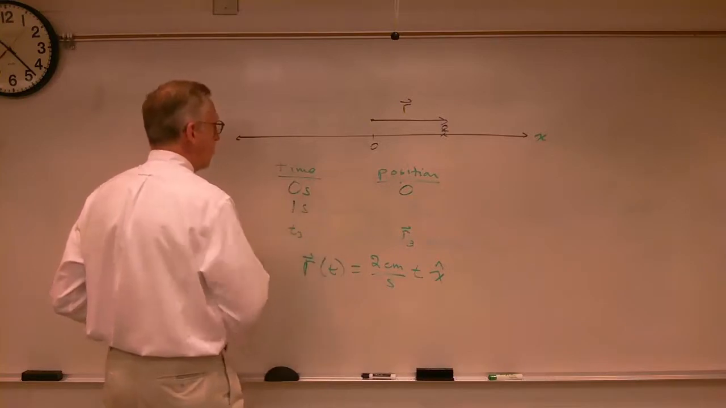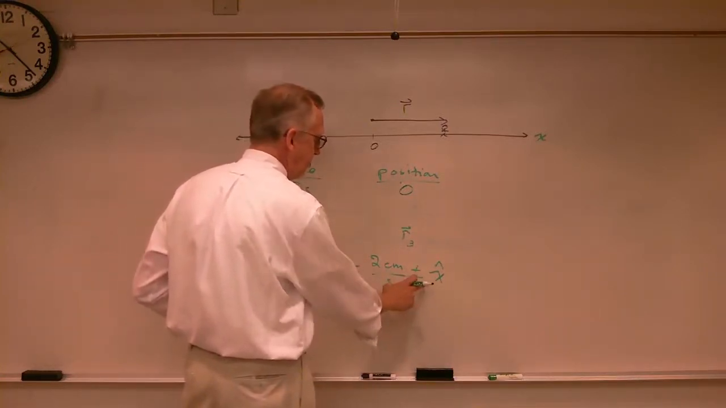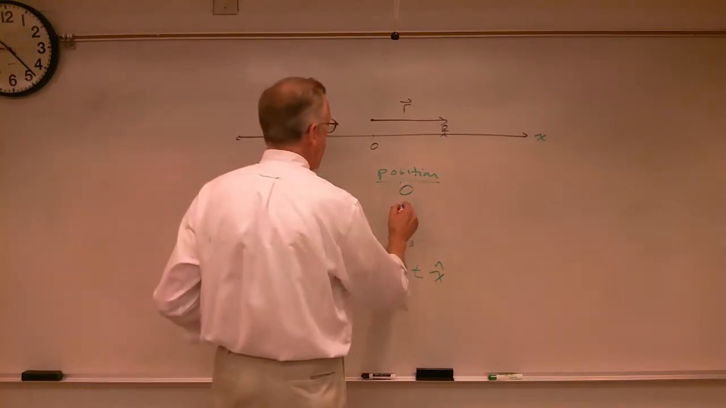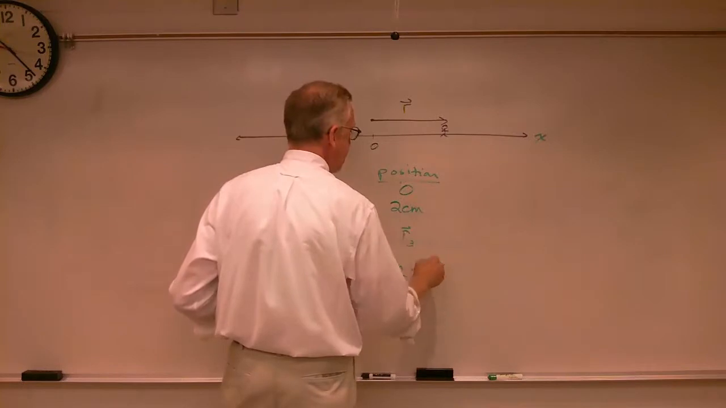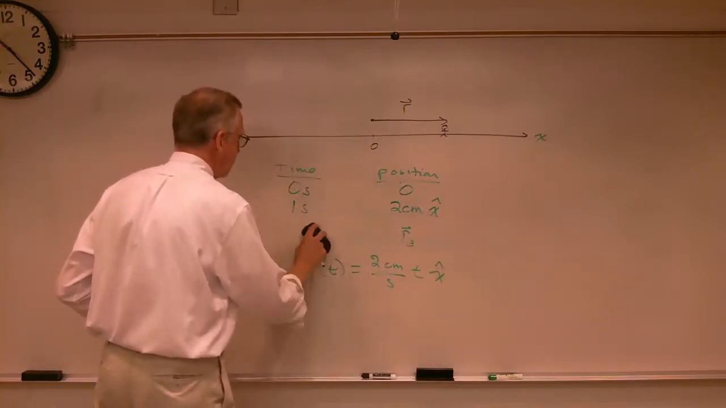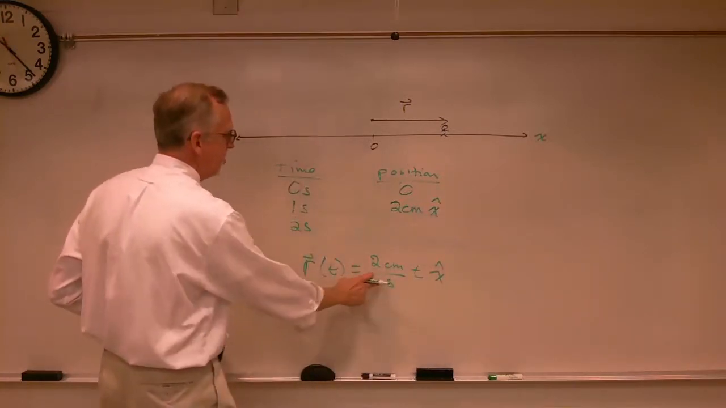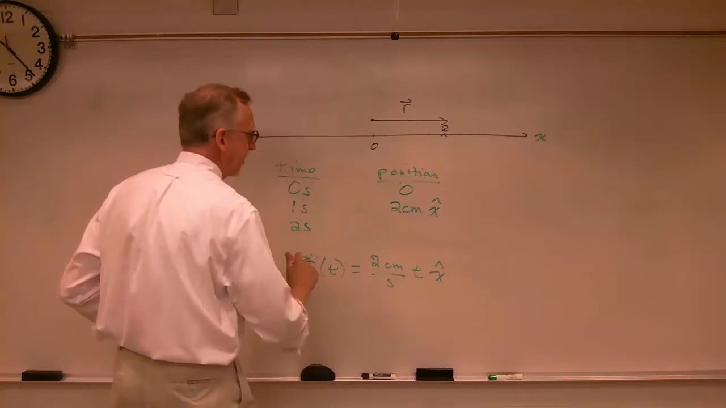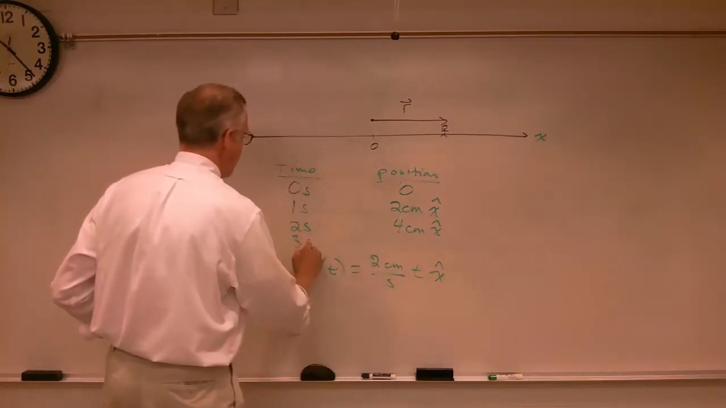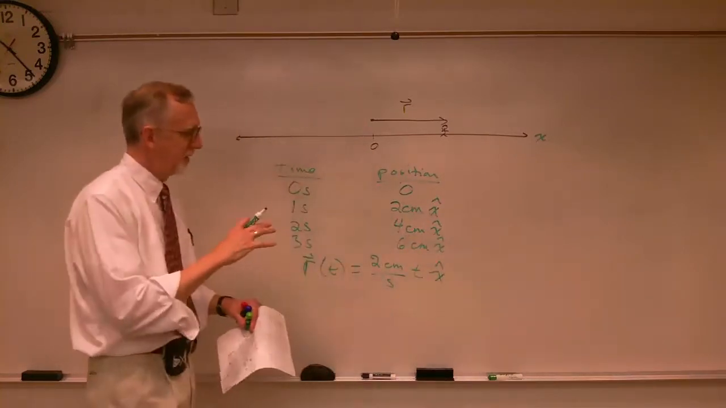Let's say at a later time, 1 second later. So when t is 1 second, what do we get? We put in 1 second here. 1 times 2 is 2. Seconds in the numerator, seconds in the denominator cancel. What do we get? r is equal to 2 centimeters x hat. What do we get, let's say, at 2 seconds? Put in 2 here. 2 times 2 is 4. Seconds cancel. We get 4 centimeters x hat. At 3 seconds, we get 6 centimeters x hat, etc., etc., etc.